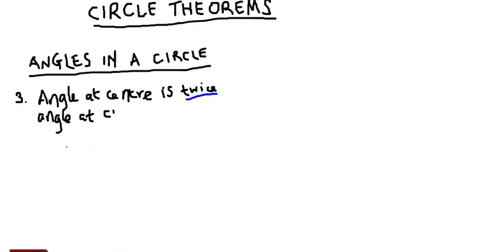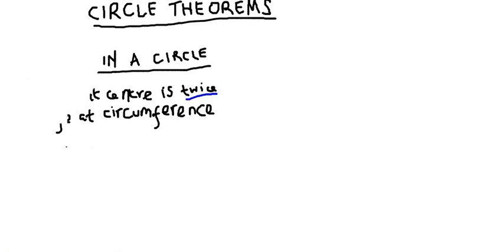So this is supposed to be angle at the center is twice angle at the circumference. So we're explaining this theorem in the previous lesson, where we said this angle at the center will be 2 times the size of the angle at the circumference. This is one of the theorems that we looked at in the previous lesson.